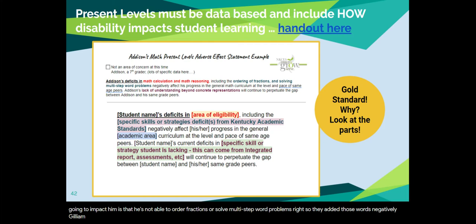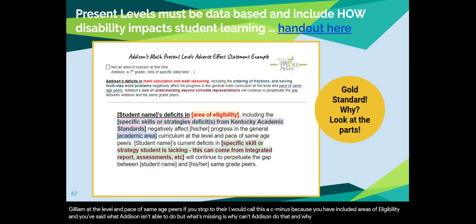of same age peers. If you stopped there, I would call this a C minus because you have included areas of eligibility and you've said what Addison isn't able to do. But what's missing is why can't Addison do that? And why? The why is what we need to understand to choose the skills and strategies we're going to use to help Addison make progress.